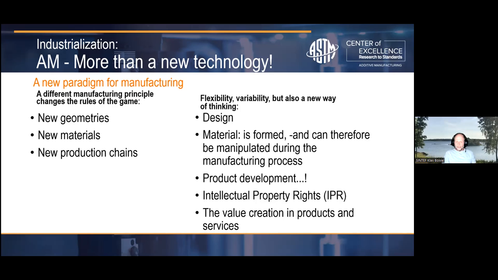You need to think differently when you design, and you need to think differently when you look at material because it's actually being formed during the process. It means it can be manipulated during the process. But you also need to control the parameters in the process to be able to get the material properties you're looking for. And this has a huge impact on product development.